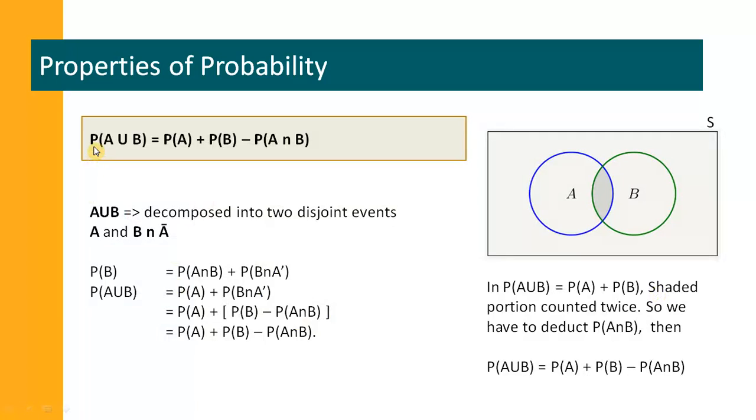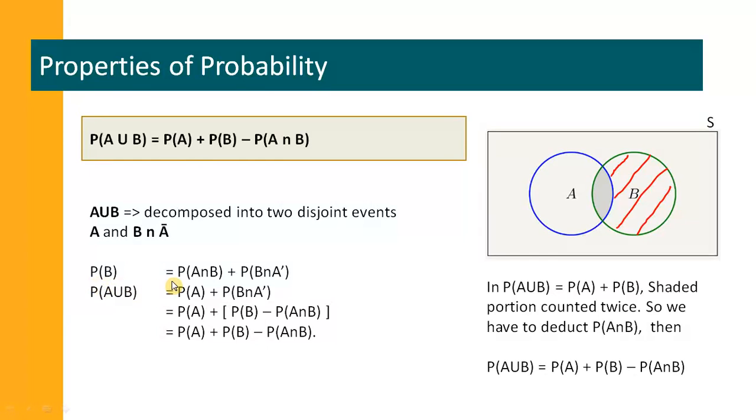The next rule is P of A union B equal to P of A plus P of B minus P of A intersection B. So this A union B can be decomposed into two disjoint events, that is A and B intersection A complement or A naught. So from the additive rule, we know that P of A union B equal to P of A plus P of B intersection A naught, that is this portion. This portion is B intersection A naught, that is the portion of B not in A.